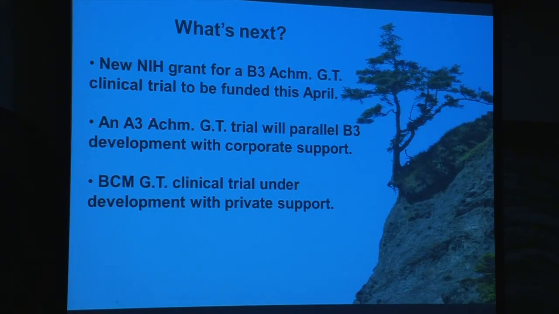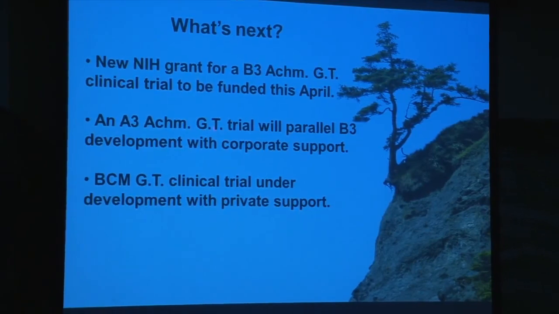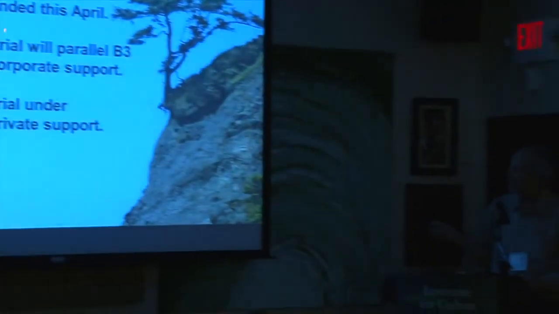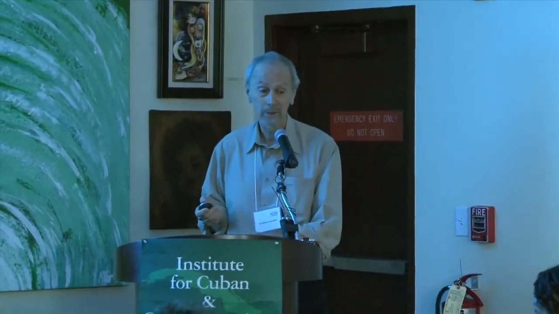Secondly, since B3 and A3 achromatopsia patients have essentially identical clinical presentations, A3 patients will be discovered and characterized during the B3 natural history study. So the A3 clinical trial will actually proceed in parallel with B3, and that will be separately funded through corporate support. So A3 and B3 achromatopsia are on track. And the BCM gene therapy clinical trial is under development, and that's funded with private support.